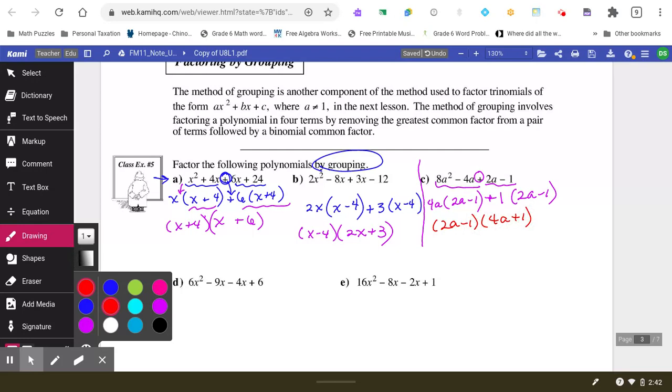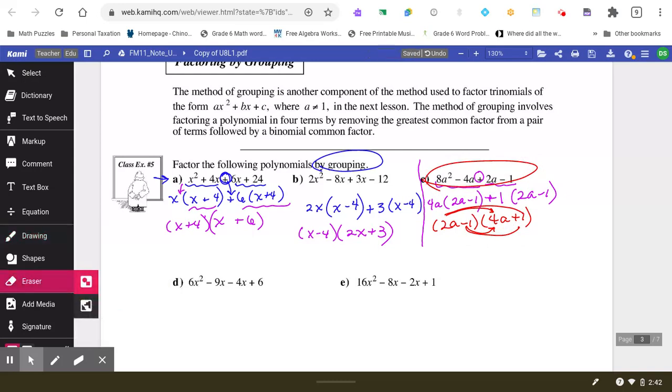Okay, that is exactly it. Do you see the 8a squared coming back? There it is. There's your plus 2a. There's your minus 4a. And there's your minus 1. Everything I needed. It's kind of a cool process.